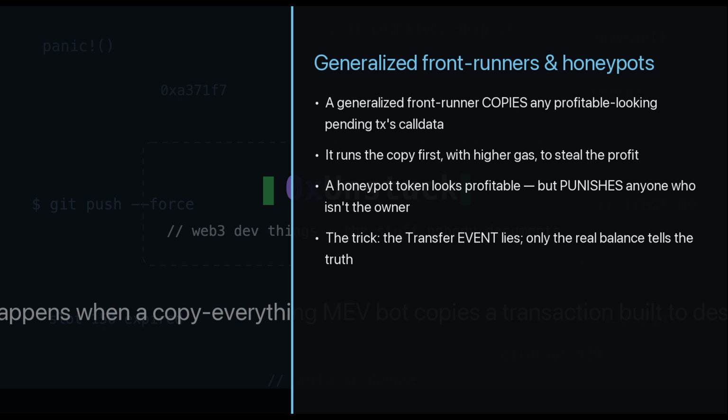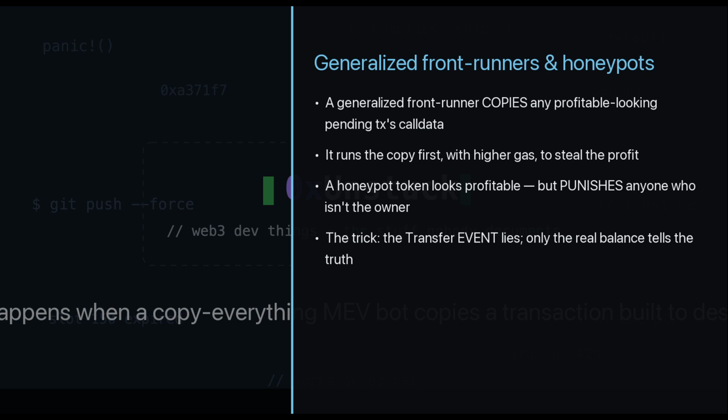The Salmonella token we'll build looks like a normal valuable token, but it has a trick. When the honeypot's owner moves it, the full amount moves. When anyone else moves it, only 1% actually moves, yet the token still emits a transfer event for the full amount. So a bot that trusts the event or naive simulation sees a profitable move and pounces, and only afterward discovers the tokens were never really there.